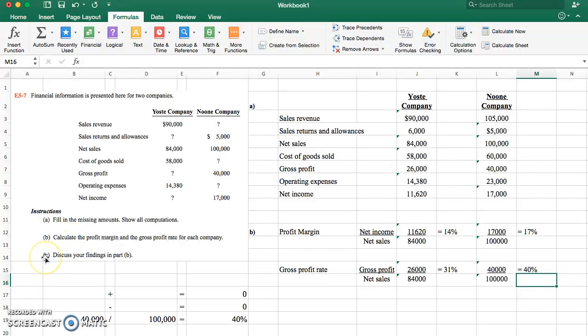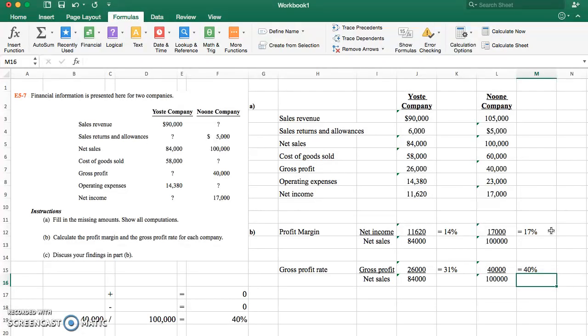So the last part of the question asks us to discuss the findings from Part B. I'll start by just reading what it says profit margin and gross profit rate are. So profit margin helps companies decide if they are maintaining an adequate margin between sales and expenses. So this 14% here is telling us that Yost Company is making 14 cents on every sales dollar, and Noon Company is doing a little bit better by making 17 cents for each dollar of sales that they make.